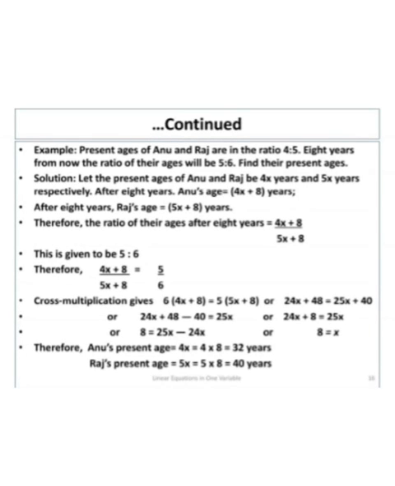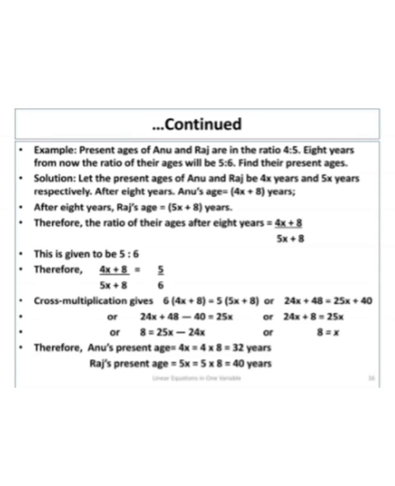So let us have one more example. Present ages of Anu and Raj are in the ratio 4:5. 8 years from now, the ratio of their ages will be 5:6. Find their present ages. Now let the present age of Anu and Raj be 4x years and 5x years respectively.